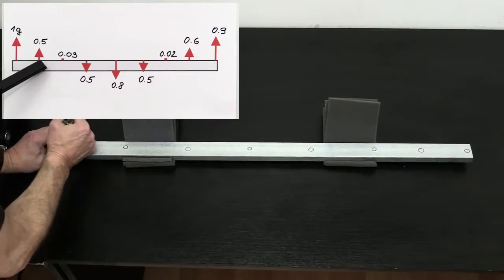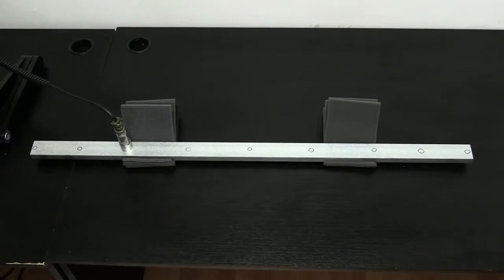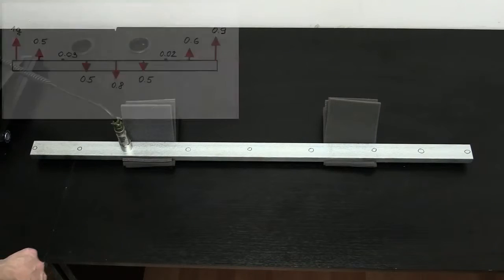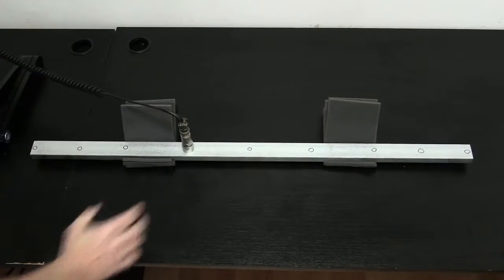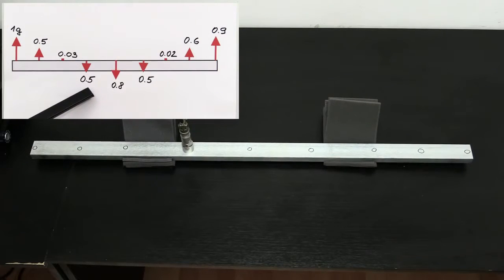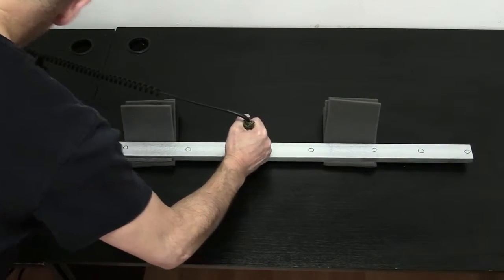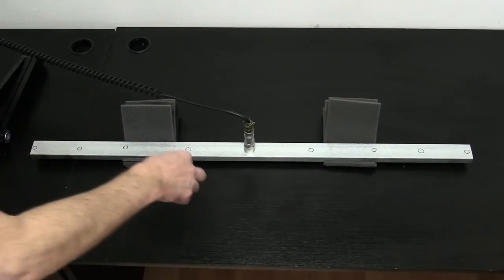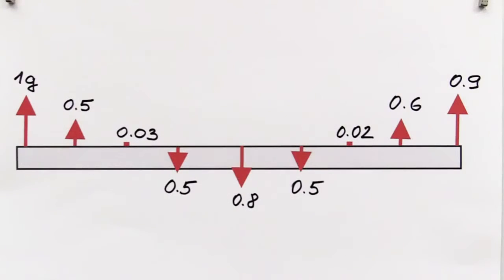Next point is number 3. The amplitude is 0.03 G. Next point is number 4. The amplitude is half G. Next point is number 5. The amplitude is 0.8 G. I will do it for all points and I draw the values to the scheme.